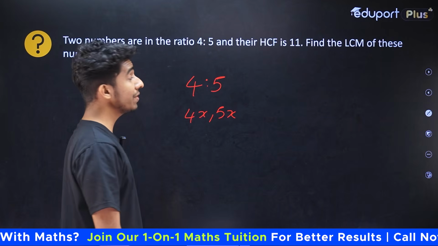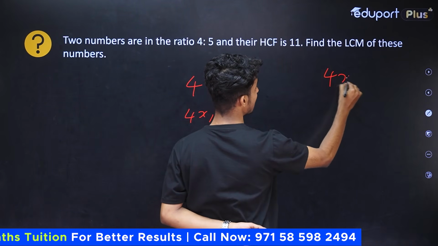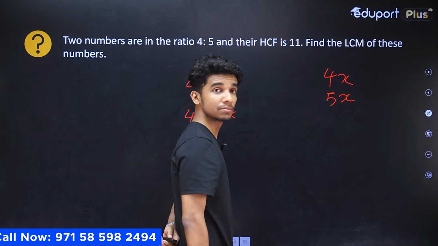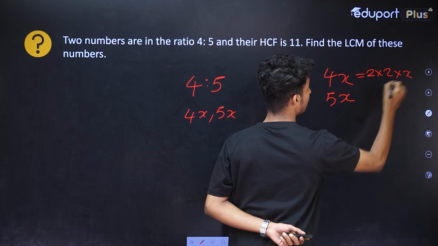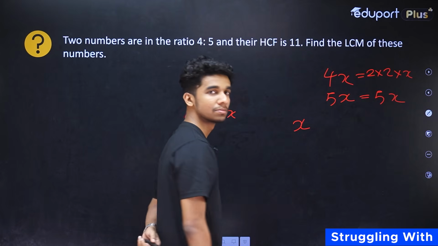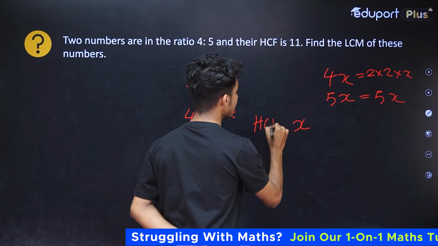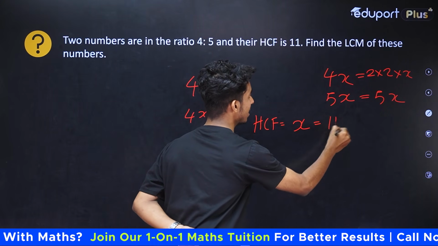Their HCF is 11. The HCF of 4x and 5x, what is common in there? 4x can be written as 2 into 2 into x. 5x can be written as 5x. In between, common is x. So our HCF is x, and it is given that our HCF is 11.